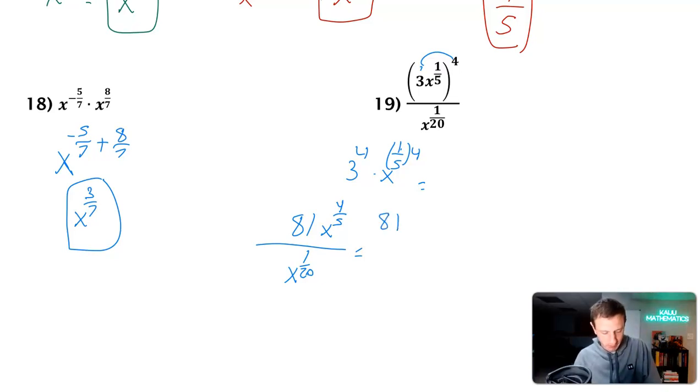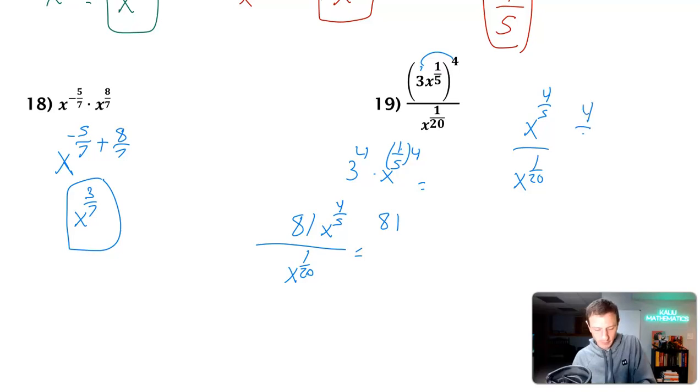81 doesn't have anything to simplify with, but I do need to simplify x to the 4/5 over x to the 1/20. So I would do 4/5 minus 1 over 20, because we're dividing by the same base. Make these denominators the same, so I just have to make them both 20. So it's going to be 16 over 20, times 4. 5 times 4 is 20. 4 times 4 is 16. So I have 16 over 20 minus 1 over 20, which is going to be 15 over 20.